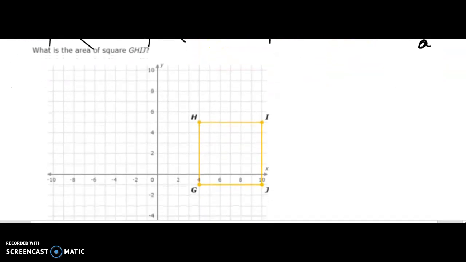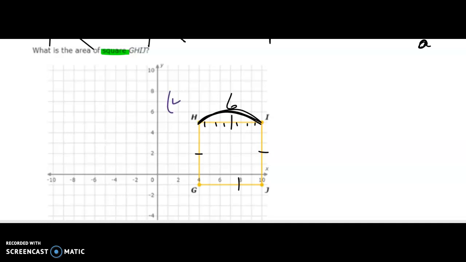Okay, it says, what is the area of this square? Well, because it tells me that it's a square, I'm not going to have to do a lot of work, because if I know it's a square, then I know all the sides are the same. So all I need to know is how much from H to I is. So I can either count spaces 1, 2, 3, 4, 5. Oh, okay, well that's 6 spaces apart.